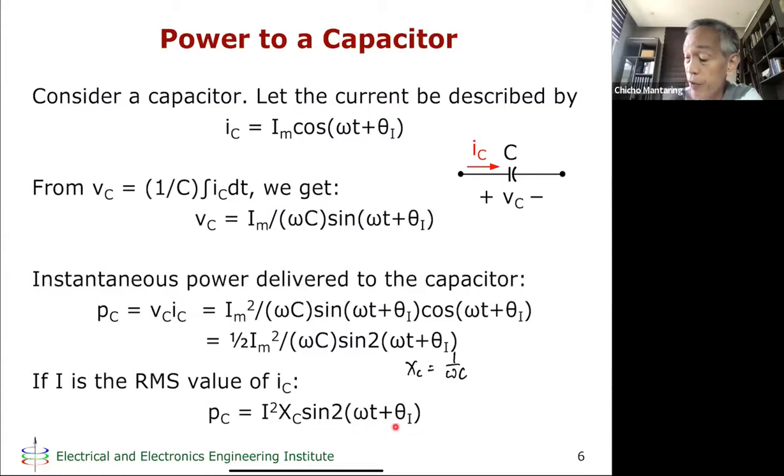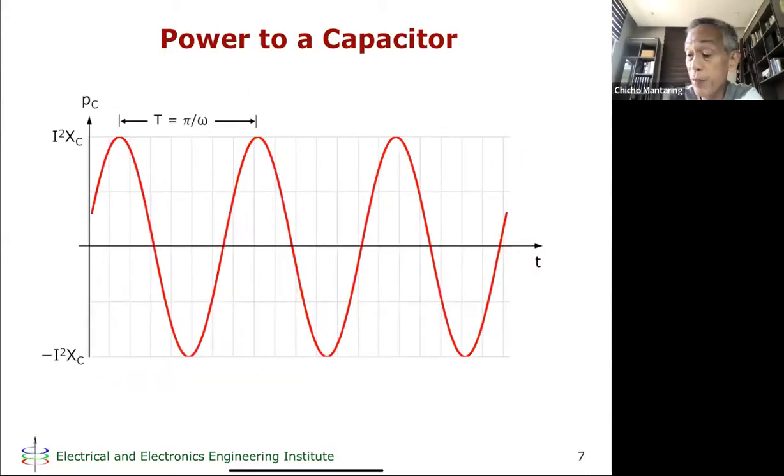So this will be our expression now for P sub C. This time it's just a sine wave, not negative. So when we plot this, of course, it has a phase shift. 2 multiplied by theta I is your phase shift. So this will be its plot. You have your sine wave whose frequency is twice the frequency of my current. And the maximum value now is I squared X of C. Minimum value is minus I squared X of C. Again, the average power delivered to C is equal to 0.